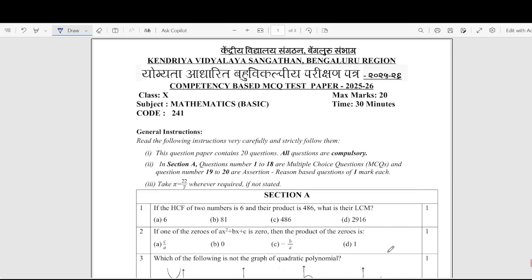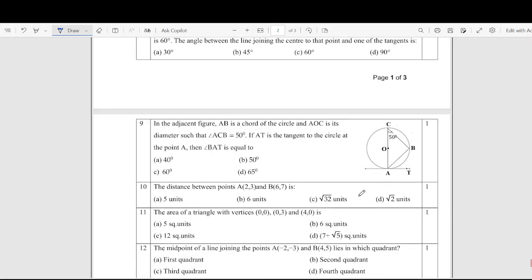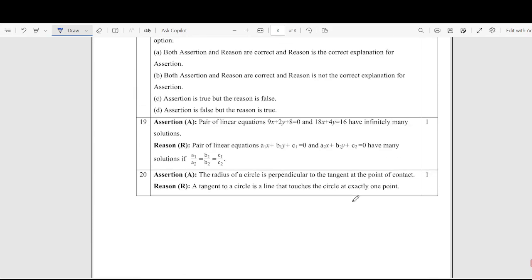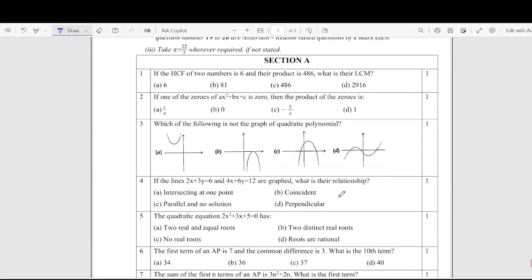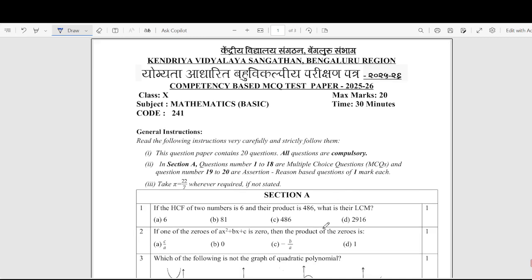Hello everyone. Today we are discussing class 10th maths basic competency based MCQ questions conducted by Kendriya Vidyalaya Sangathan. This test paper consists of a total of 20 questions. Today, in the first part, we will be discussing only the first 10 questions. So let's start with the first question.